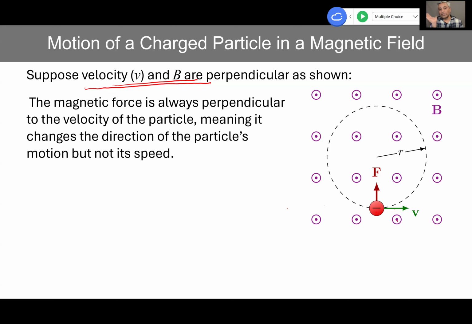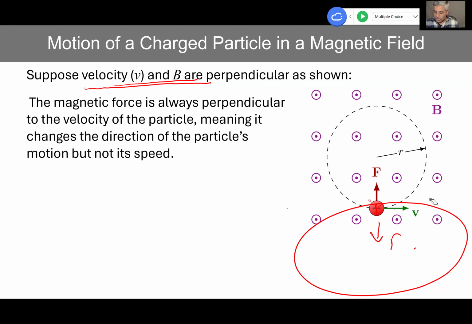So I start by pointing my fingers to the right on the screen, and my B is coming out, okay? So that means I curl them up, because B coming out of the screen means I curl them up. So my thumb is pointing this way. But since this is a negative charge, I need to flip it. So that's why the force is that way. So if this was positive, then force would be this way, and this would be moving in this kind of circle. Okay.